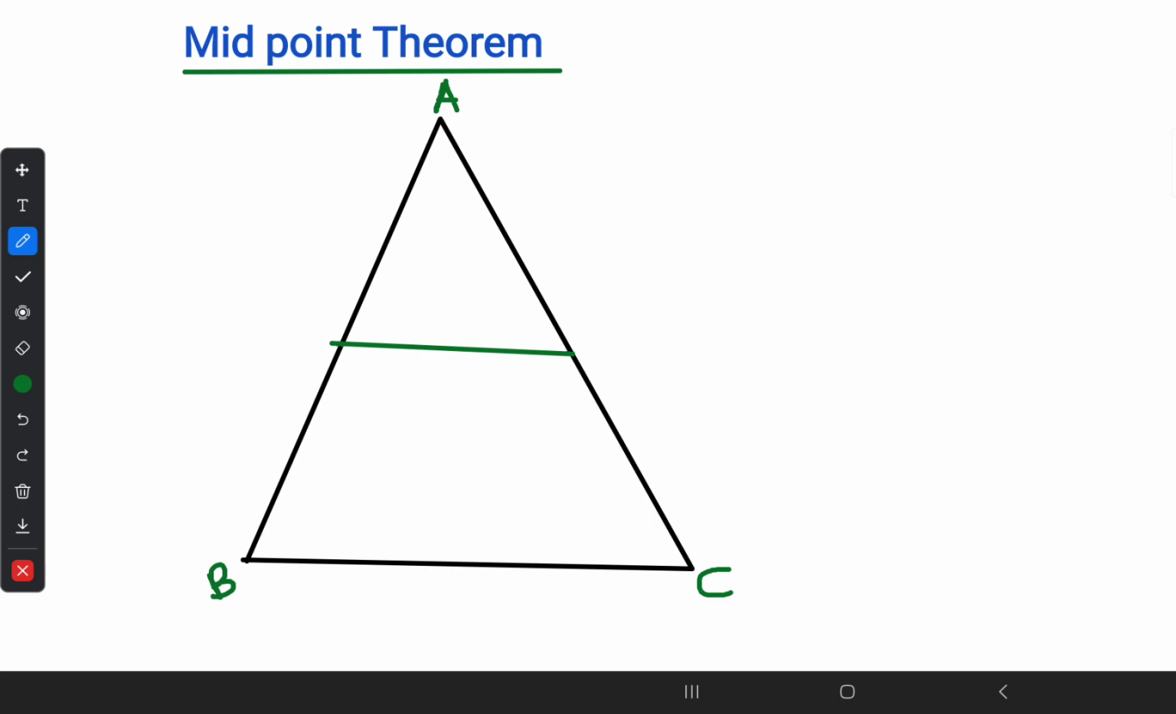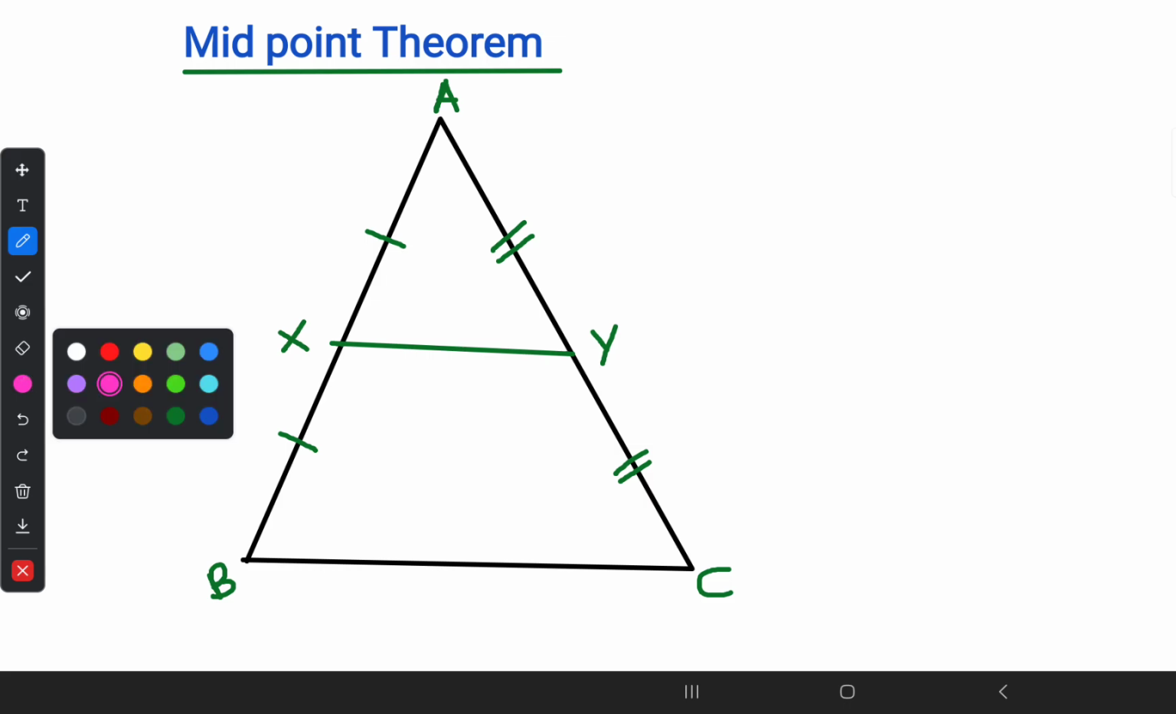So midpoint means this total length AB is bisected by this point X. Since it is a midpoint, this would be the bisection. Here also, this is bisected by the point Y, that is the midpoint. So now you have two triangles. Look at this. This is the large triangle. This is the small triangle. There is some relationship between these two triangles. What are they?